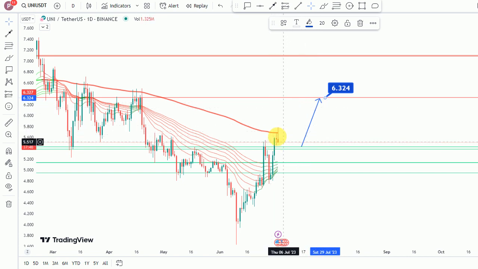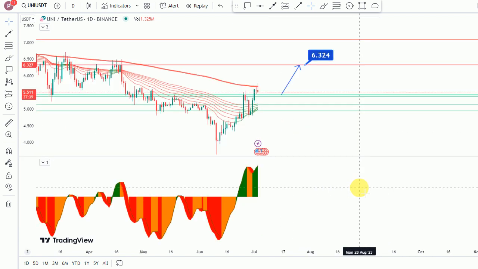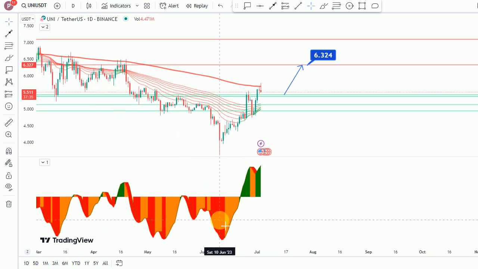Yes, we are getting rejected at this 200 EMA, but I believe we are bullish, and I'll give you reasons why. On the volume oscillator, which helps us understand what is happening behind the scenes, we can see that from here down we have been having huge sales. The red represents strong sales and the yellow represents weak buys, and so we have been having strong sales and weak buys, which showed us that we are still below the EMAs, and so we are still bearish.